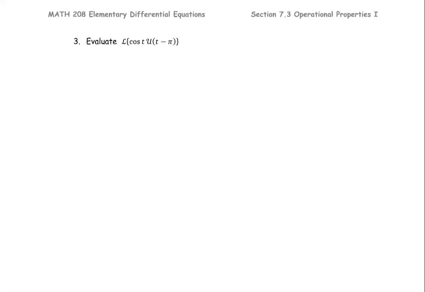In this example, we are going to evaluate the Laplace transform of the function cosine t multiplied by the unit step function t minus pi. So in this case, a equals pi. And from the second translation theorem, the Laplace of the function f of t minus a multiplied by the unit step function t minus a equals e to the negative as multiplied by F of s.